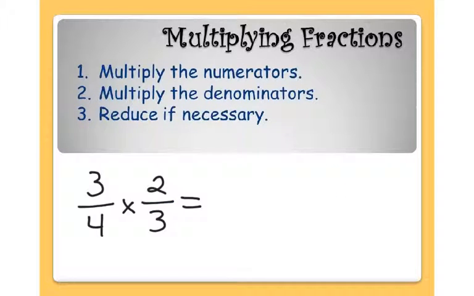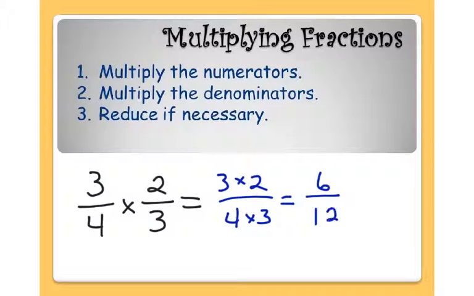Here's another example, 3/4 times 2/3. Following the directions above, I know that I need to multiply my numerators together and multiply my denominators together. And so my numerator would be 6, my denominator would be 12. Now the last step is to reduce the fraction, and I can on this one. Since 6 is half of 12, my final answer reduces down to 1/2.